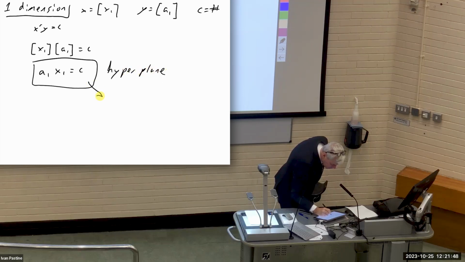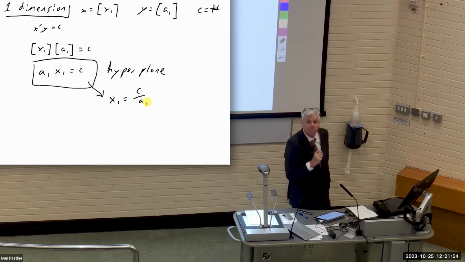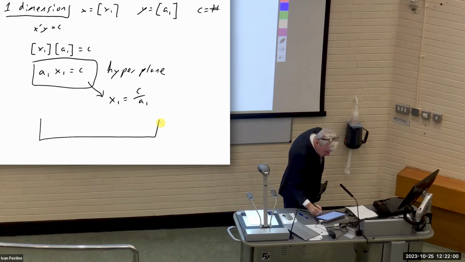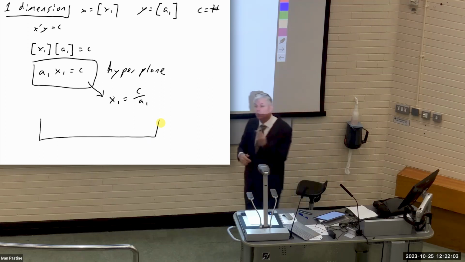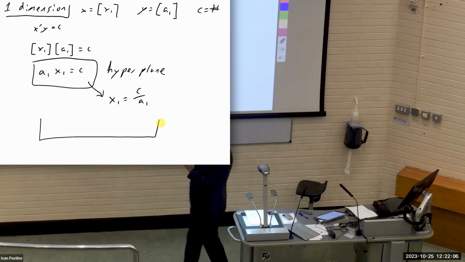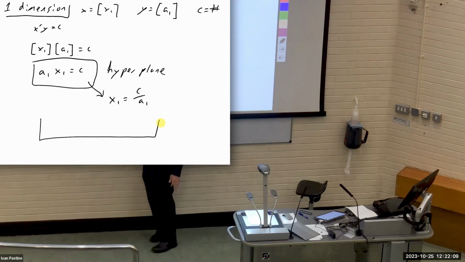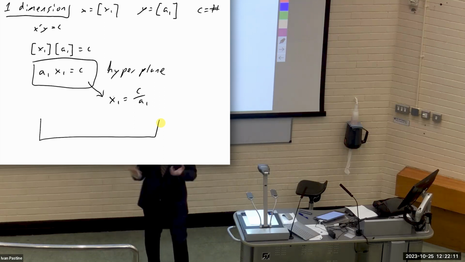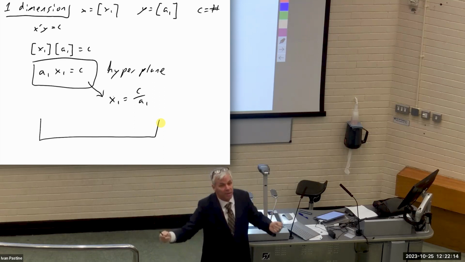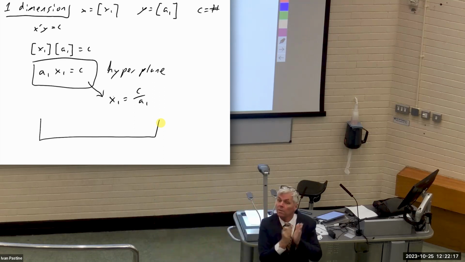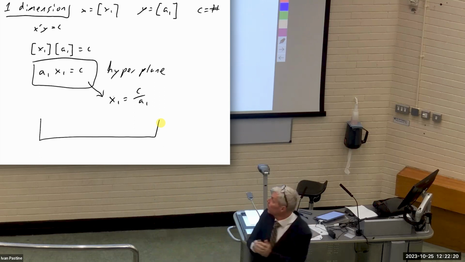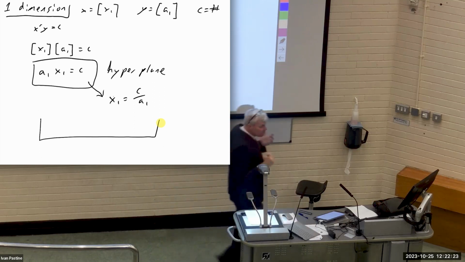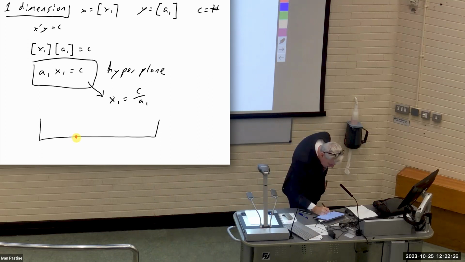Or we can solve this out if we want, and we get x1 is equal to c over a1. And so on our little policy line, this is just going to be a point. Right? We started out with a one-dimensional policy space, but our solution is just a point. So it's one dimension less. Well, a point is a zero-dimensional object. We started out with a one-dimensional object, the line, and we've reduced it to a point, a zero-dimensional object, one less dimension. Right? And this is just saying a hyperplane, in this instance, is just a number c over a1.